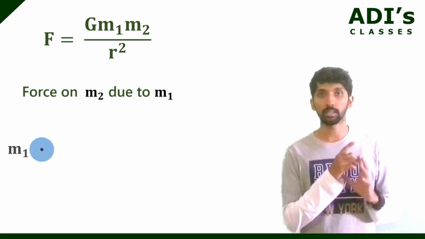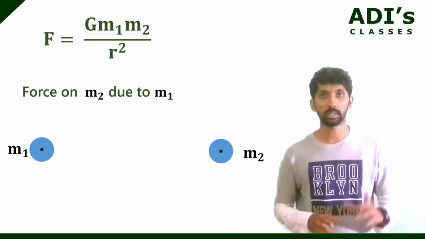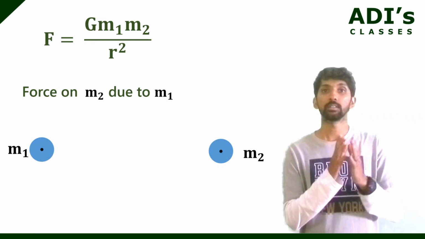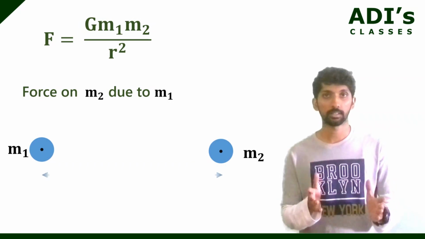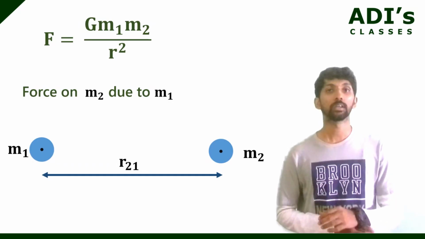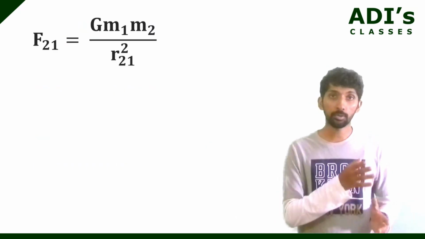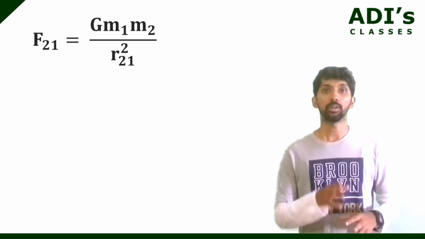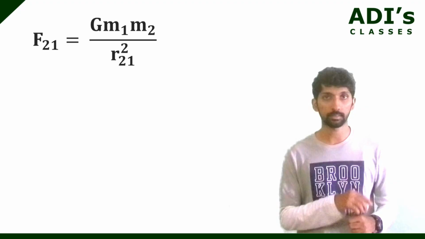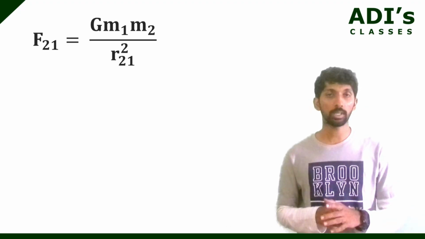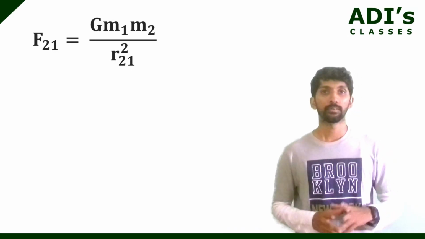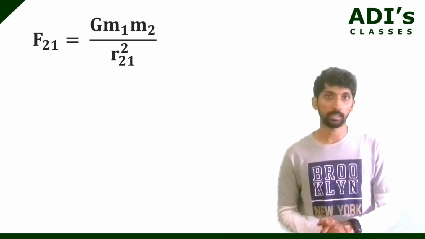Alright, so you have two masses m1 and m2. Remember these are central forces, that is, the force is acting between two centers. So the distance, we'll call it r21. So we have F21 equal to G m1 m2 by r21 square. Now we'll consider this to be r or r21, anything. Now the vector form we are looking at, correct?